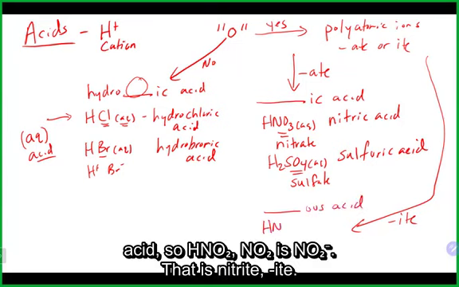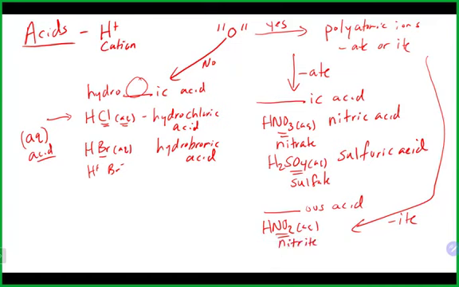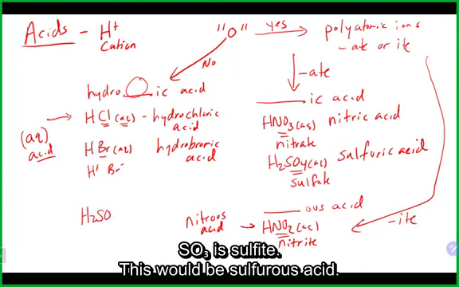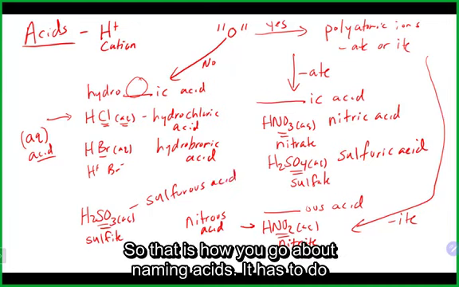So HNO2. NO2 is NO2 minus, that is nitrite, ite. This acid name would be nitrous acid. If you had H2SO3, SO3 is sulfite. This would be sulfurous acid. So that is how you go about naming acids.